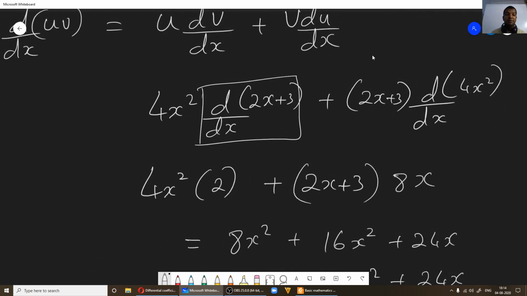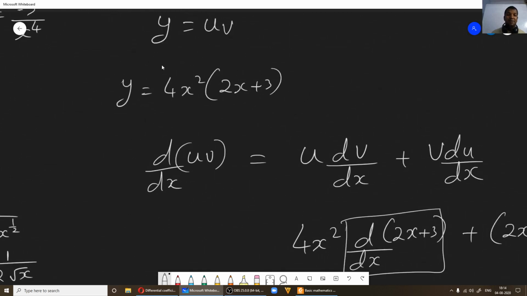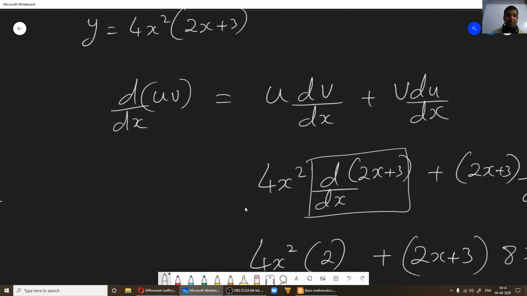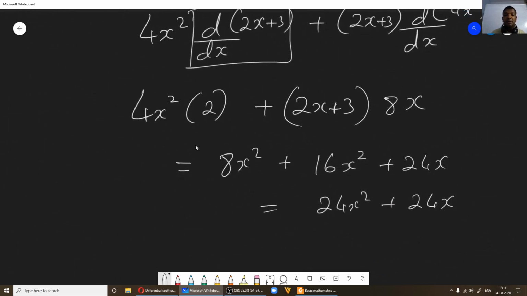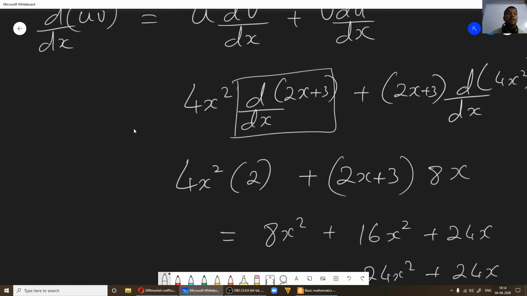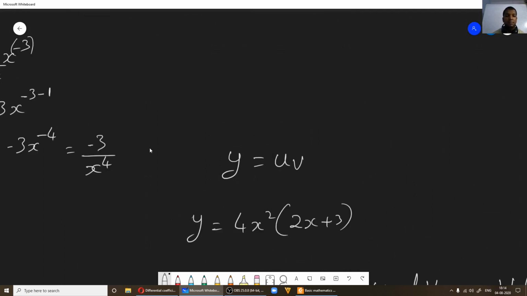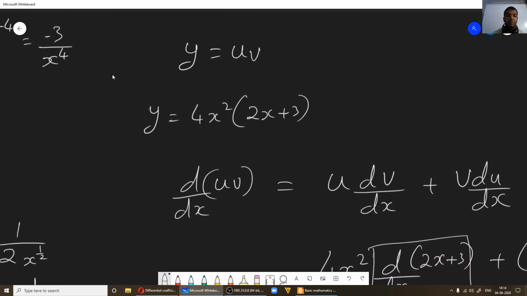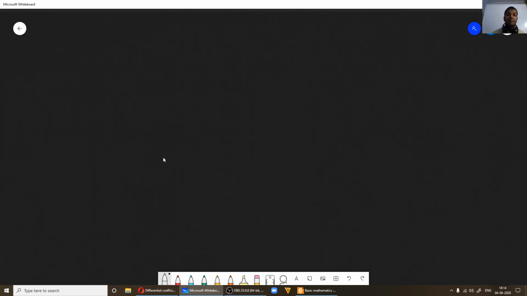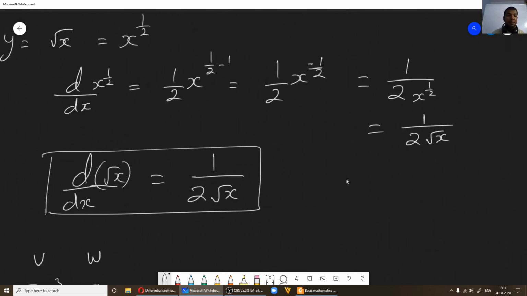Now I want you to first simplify this expression and then try. You'll end up getting the same expression, I believe. You'll get the same thing, so you can cross check if you want. Right, fine. Now let us take the last problem here.